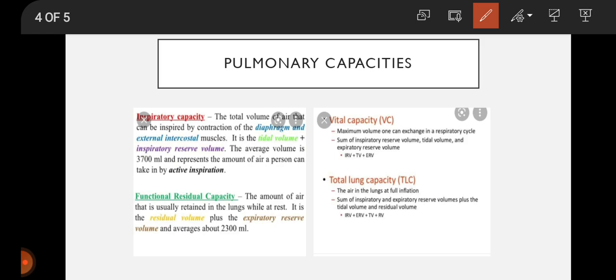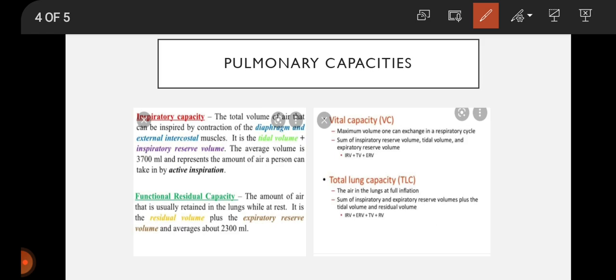Expiratory capacity, EC: the volume of air that can be breathed out forcefully after a normal inspiration is called expiratory capacity. It includes tidal volume and expiratory reserve volume, that is EC is equal to TV plus ERV. Next is vital capacity.